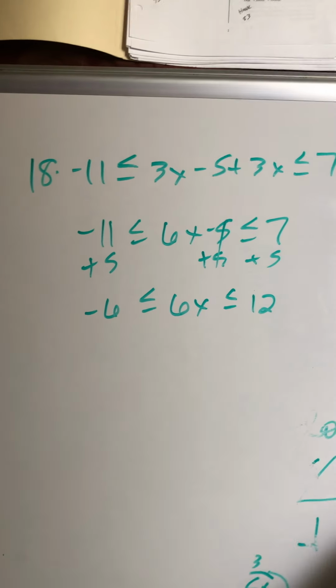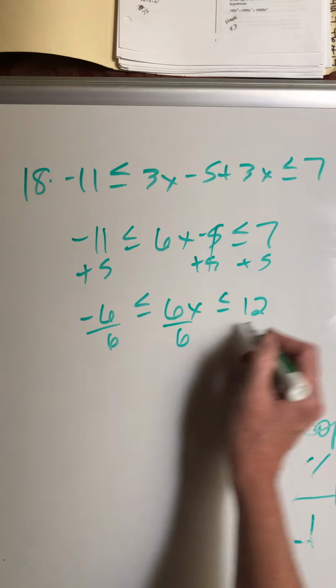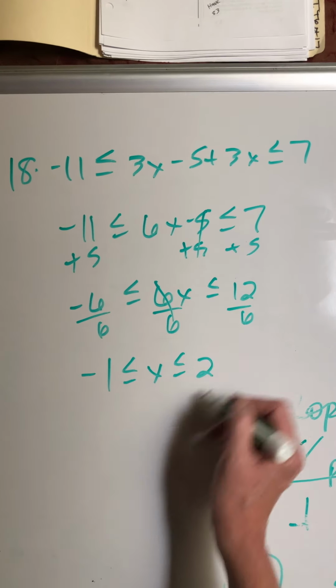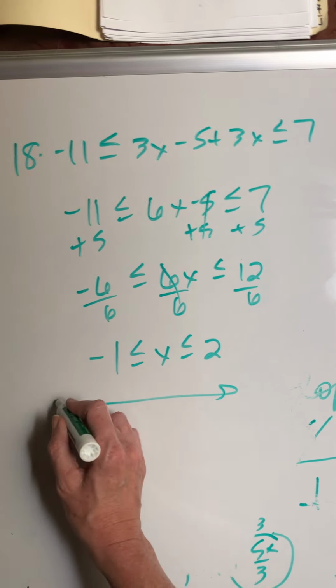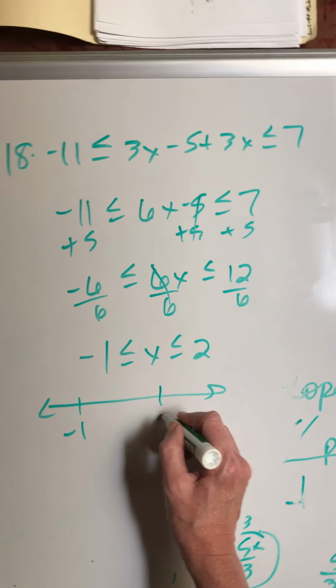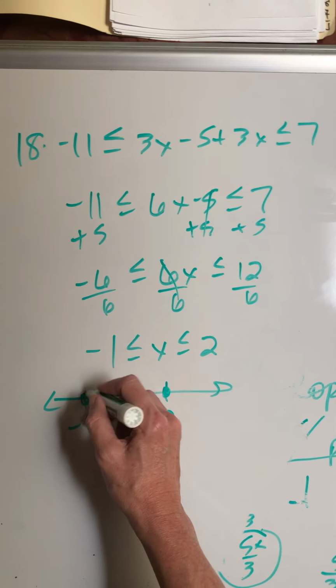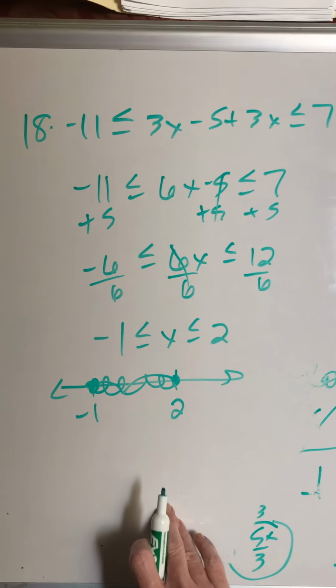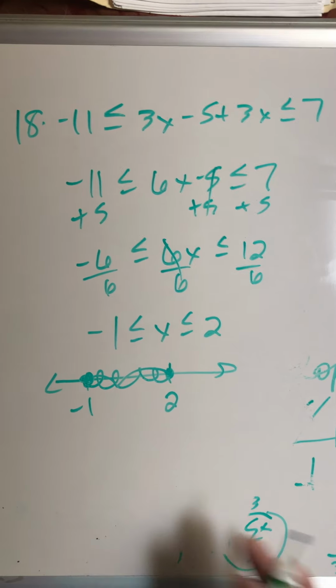And then we're going to divide everything by 6, every piece by 6. So negative 1 less than or equal to x less than or equal to 2. And it has to be graphed. So negative 1, 2, closed circles on them, and then you shade in between. So that's what I want to see. I want to see that right there.